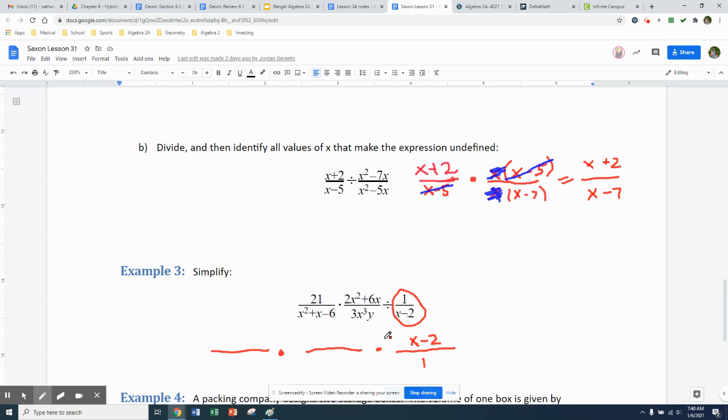So this one is the one I'm going to change to its reciprocal because that's the only fraction that's being divided. Now we're ready to start factoring everything else. So 21, I cannot factor that down any further. X squared plus x minus 6.